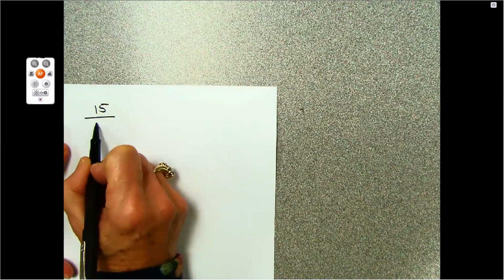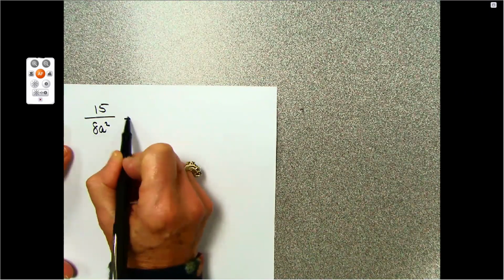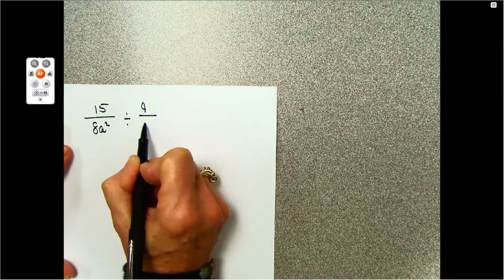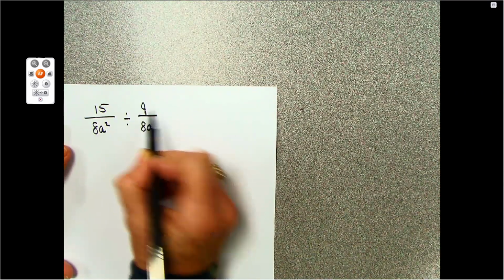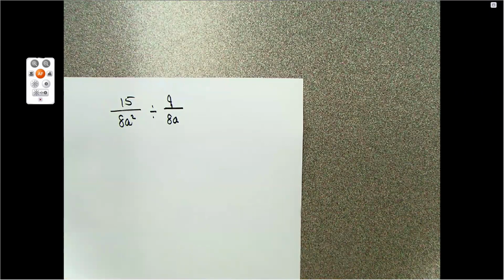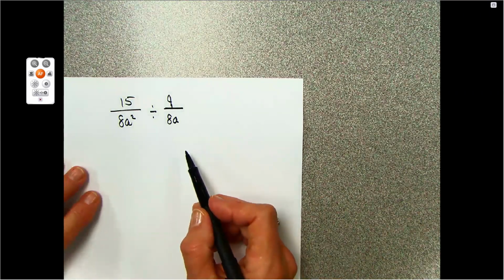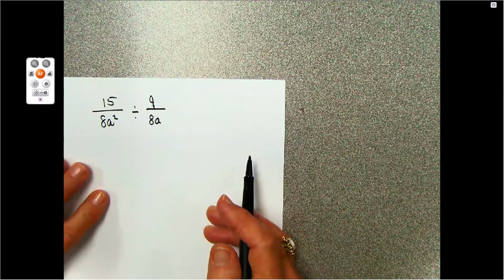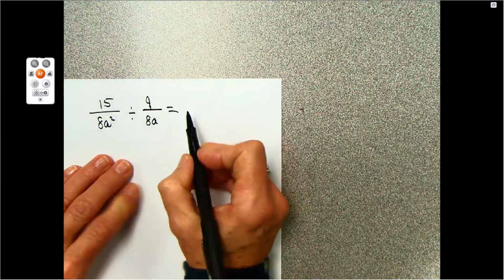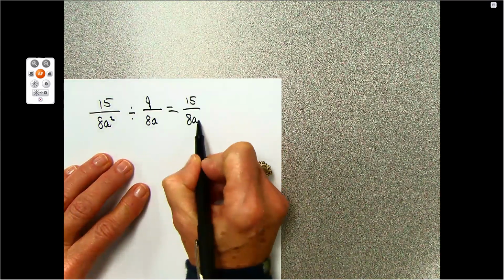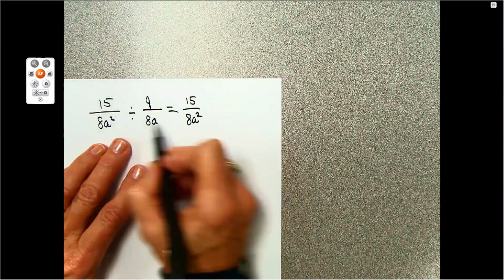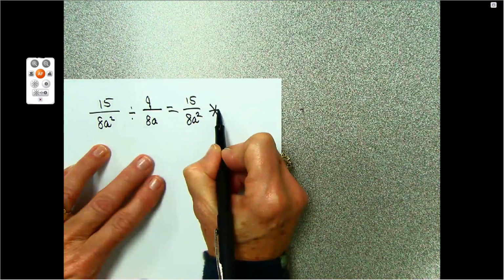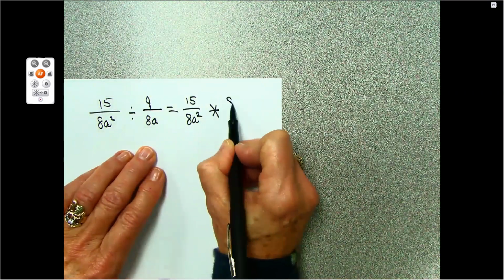15 over 8a squared divided by 9 over 8a. Well, that looks like a numerator over a denominator divided by a numerator over a denominator, but I do have monomials involved this time, or rational expressions. So I'm going to change division to multiplication and multiply by the reciprocal.